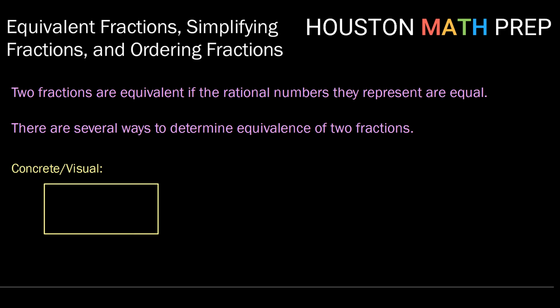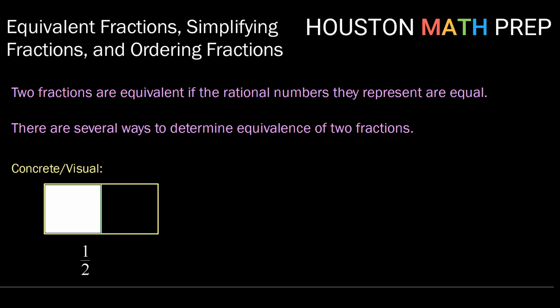Let's take a rectangle, or really you could do this with any shape. And let's say we want to model 1/2. So we break this rectangle into two equal pieces because the denominator of 1/2 is 2, and then we shade one of them. So here is 1/2.